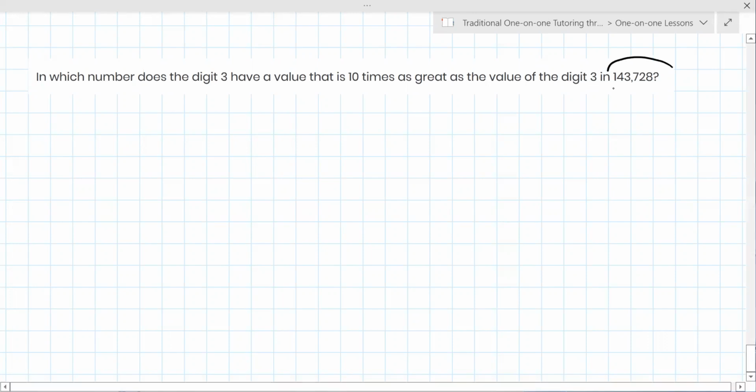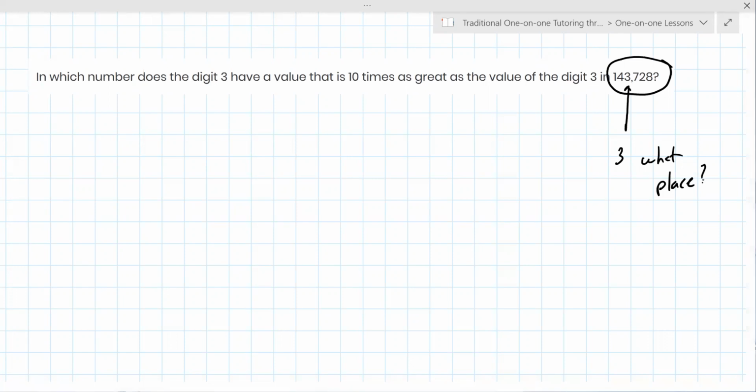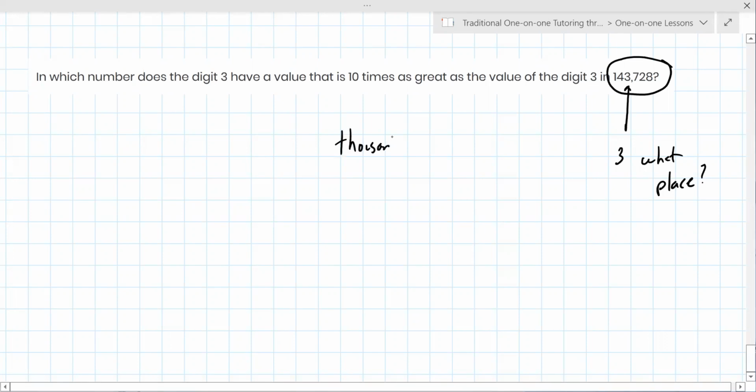I want you to look at this number right here that I'm circling. Do you see the 3 right there? Yes. What position is it in? What place is that? Is it in the ones place, the tens place? What place is that in? Thousands. Very good. Okay. So 10 times as great means the 10,000s. Do you see that? 10 times as great as thousands is 10,000s.